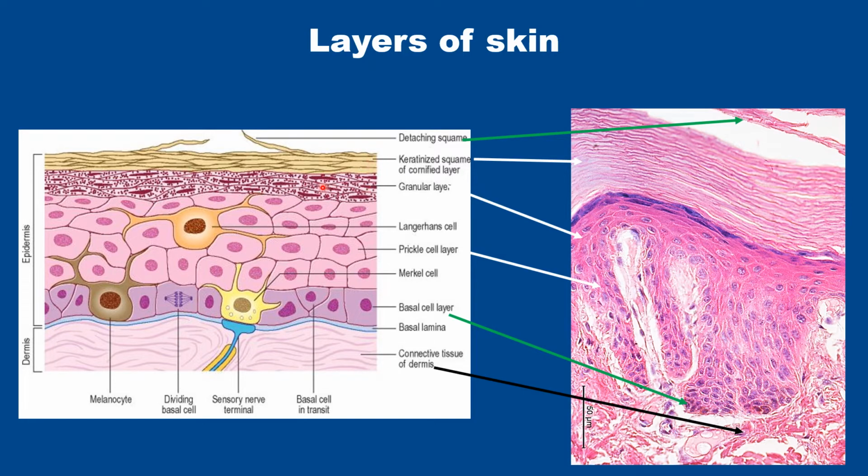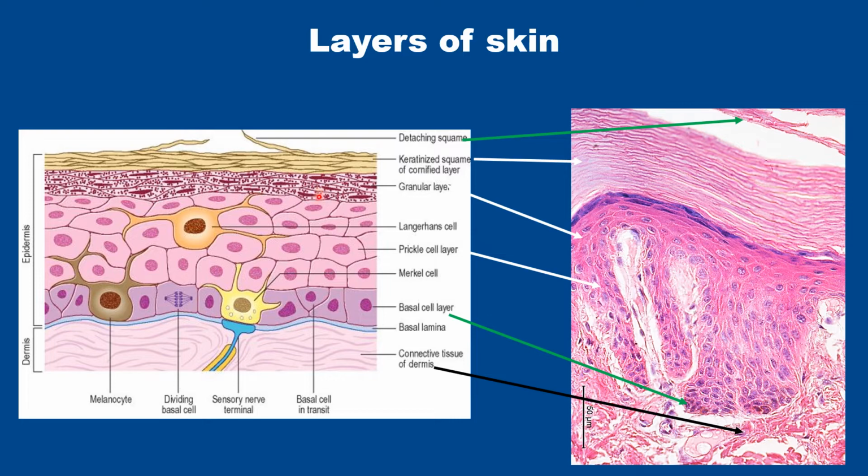The next layer is the granular layer or stratum granulosum. In the schematic diagram, a lot of granules have been drawn. These are the keratohyalin granules. Here also you can see the granular layer which contains keratohyalin granules. The keratohyalin granules have taken hematoxylin stain. So this layer is stratum granulosum and the cell contains keratohyalin granules.